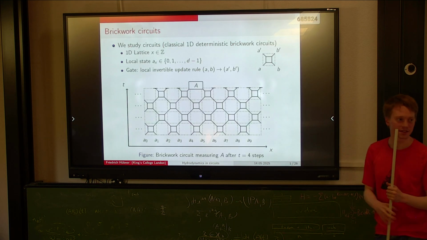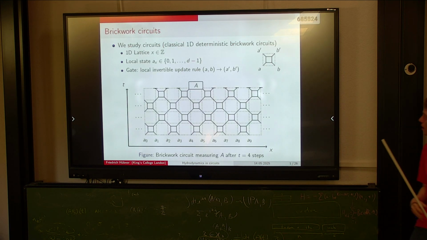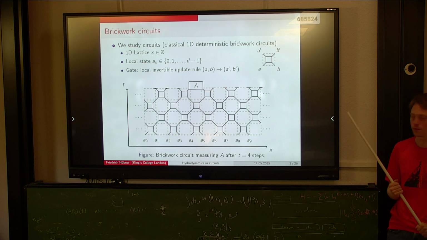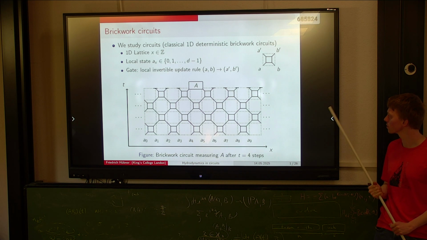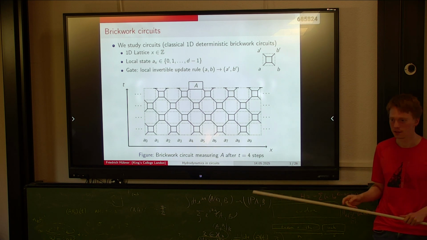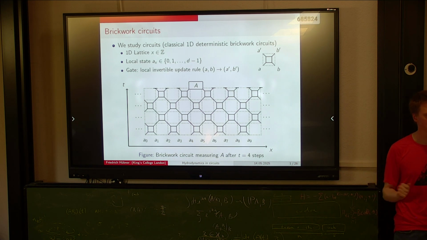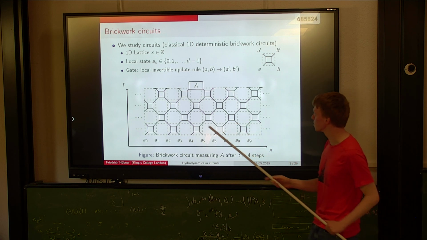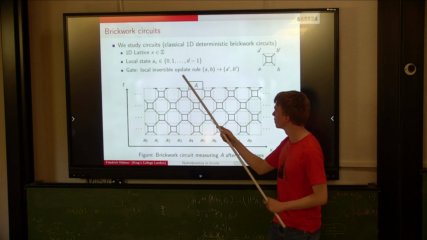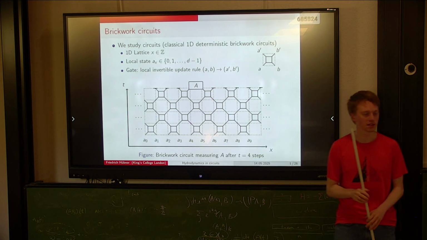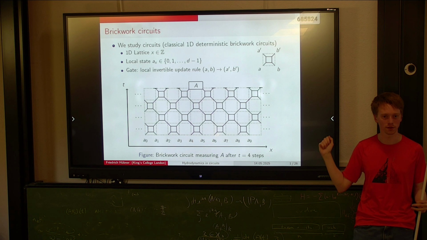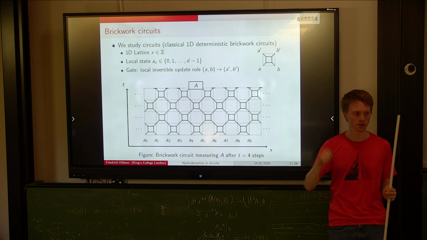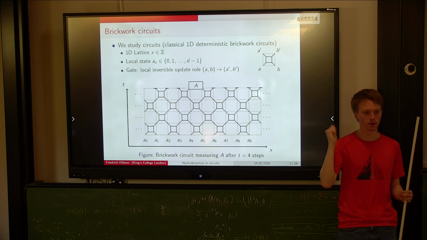So the kind of system that we study are brickwork circuits. In particular, it's classical one-dimensional deterministic brickwork circuits. What this means is you have a lattice, and on each site of the lattice you have some local state a_x. It can just be a number between 0 and d minus 1. For most of the talk, d will be three, so on each lattice site there can either be a 0, a 1, or a 2.